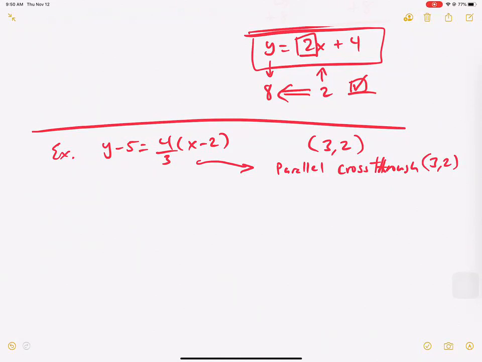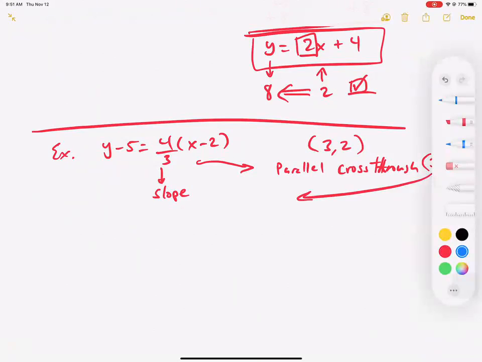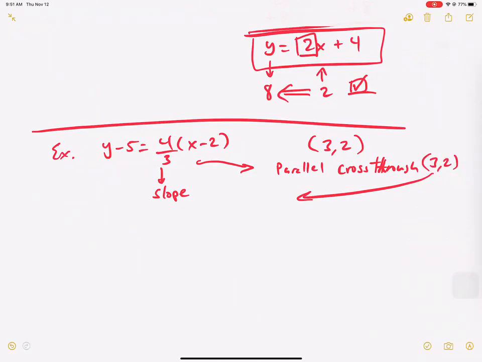To write this line equation, we need to steal the slope, because that's the only thing that relates parallel lines: the slope. And we need a point. Yeah, we got a point. The point is 3, 2. So let's write this out in point slope form. The slope is 4 over 3, and our point is 3, 2. How do we know the slope? Well, remember, this is in point slope form, and the slope is in front of that parentheses. So this is the only thing we take over to our new home.